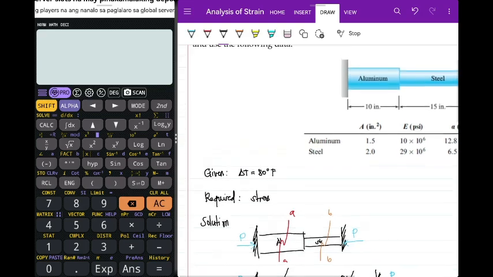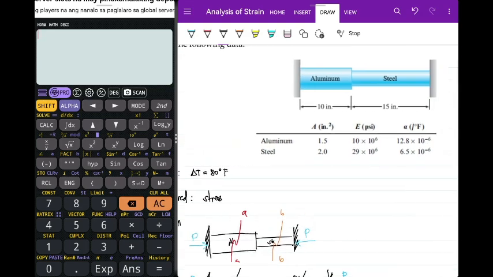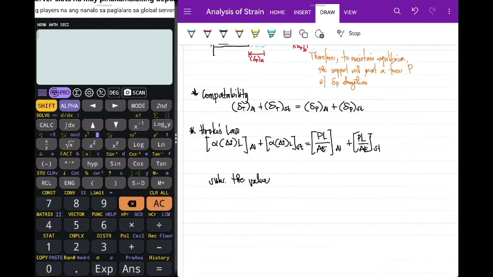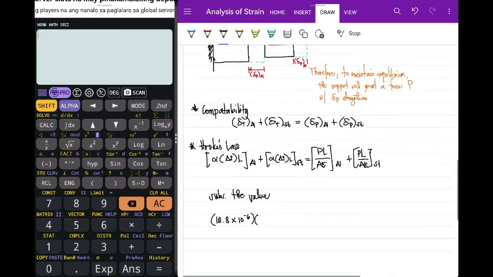Next, we have to substitute the corresponding variables under Hooke's law: alpha times delta T times L for our thermal expansion for both aluminum and steel, and PL over AE for our elongation due to the applied load, or rather the internal load.